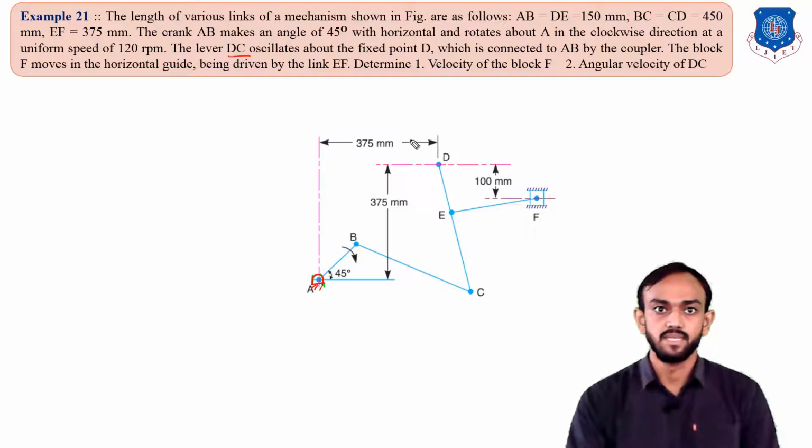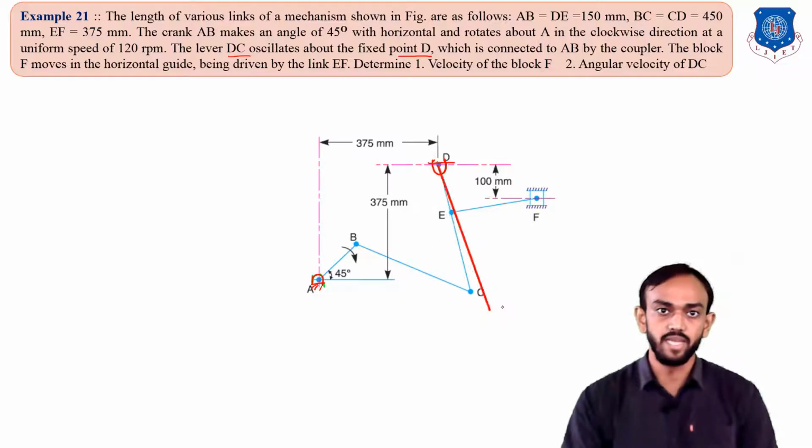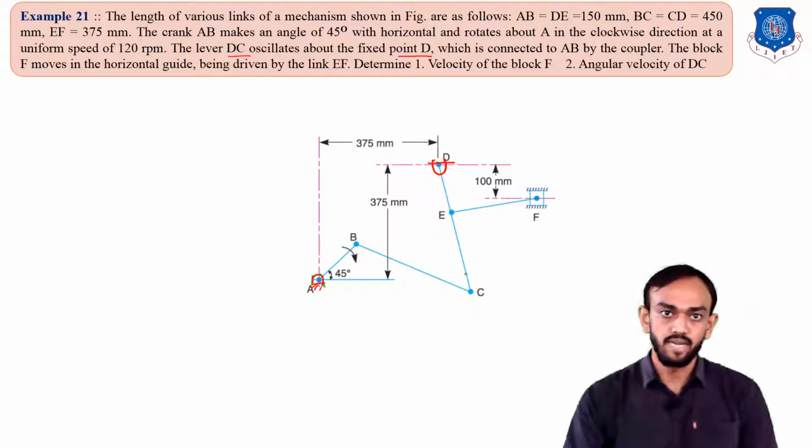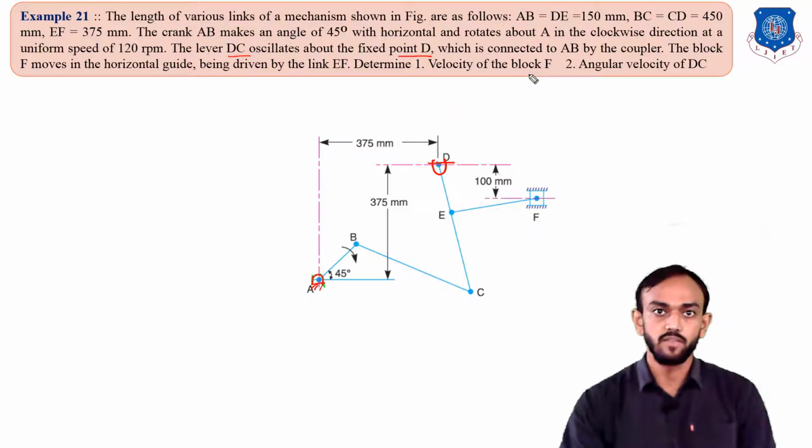The lever DC oscillates about this fixed point D. Here you can see this D point is also one type of hinge, and the lever is oscillating with respect to it, moving here like this. On the DC link this E link is there, which is connected to this piston, and with respect to this DC link it is reciprocating at F, which is a slider. So now we have to find the velocity of F and the angular velocity of DC.